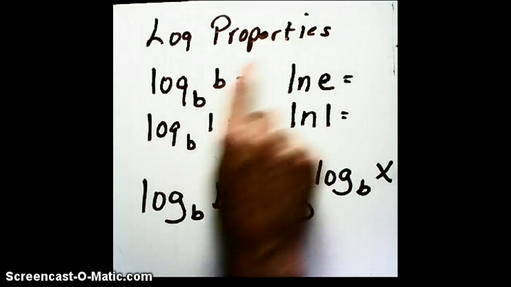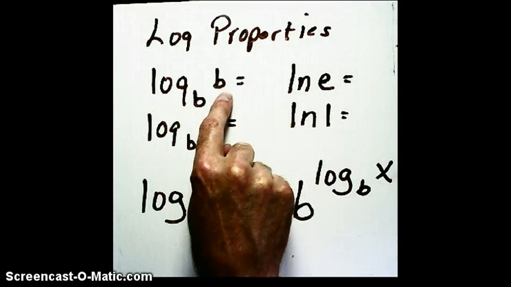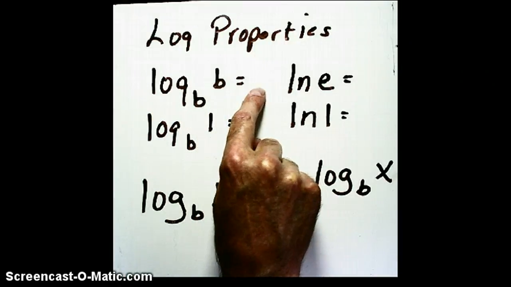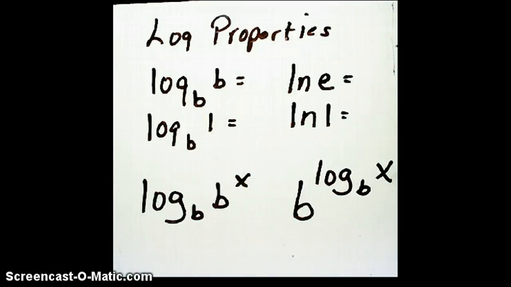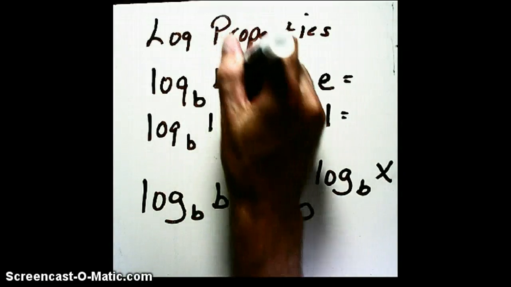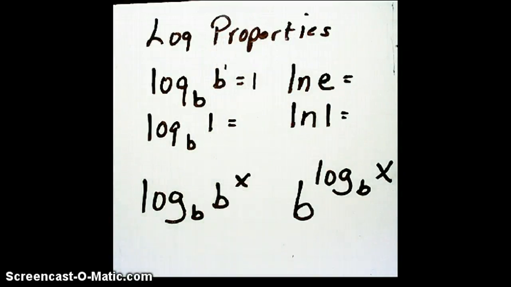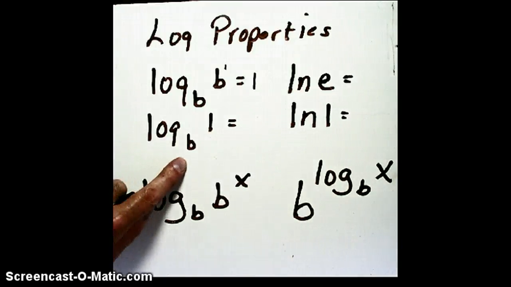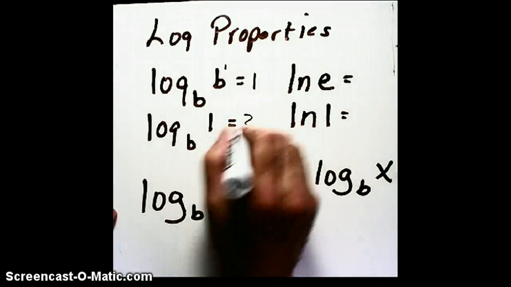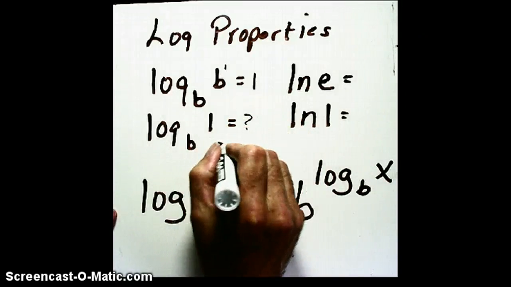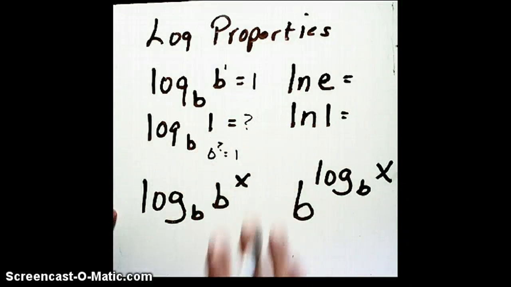Log properties. Log base b of b is what? It's really asking, b is what power of b? Well, b is just b to the 1, so the answer is 1. What is log base b of 1? In other words, b to what power gives me 1? And we know that's 0.